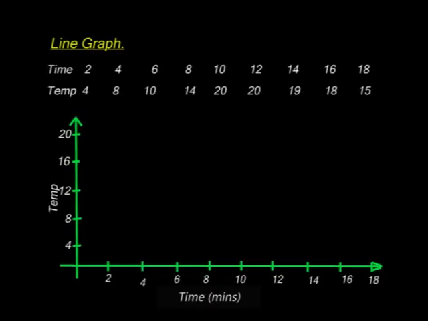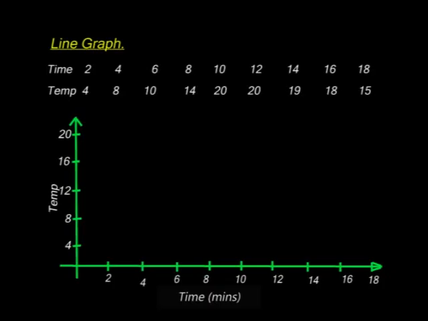I draw the temperature on the vertical axis, and use an appropriate scale there. That is 1 unit to represent 2 degrees Celsius, so I'll have that. On the x-axis I have time in minutes, and my scale will be 1 unit to represent 2 minutes, so I have it there.